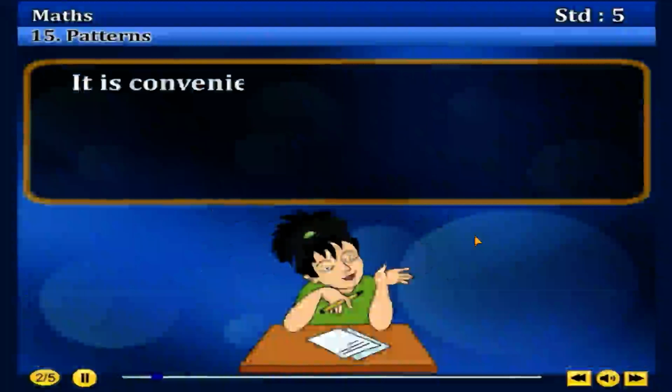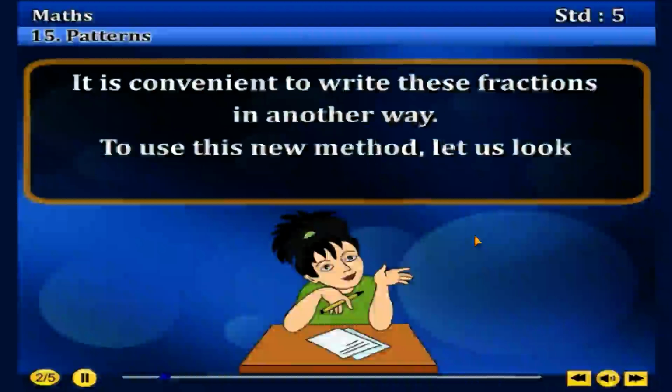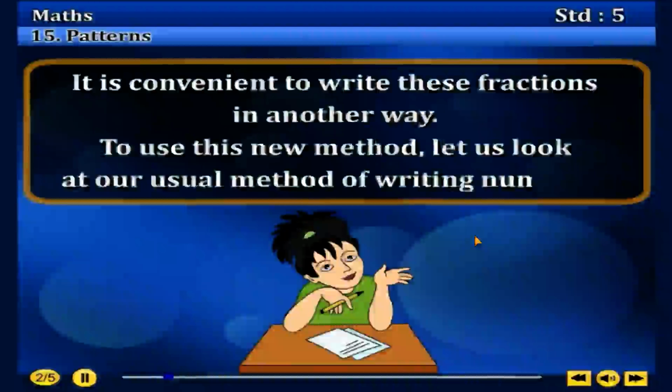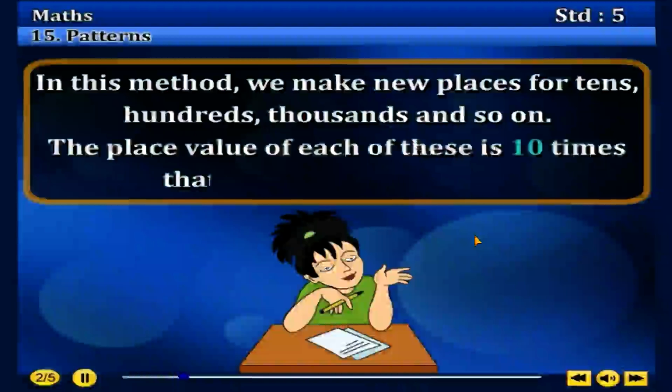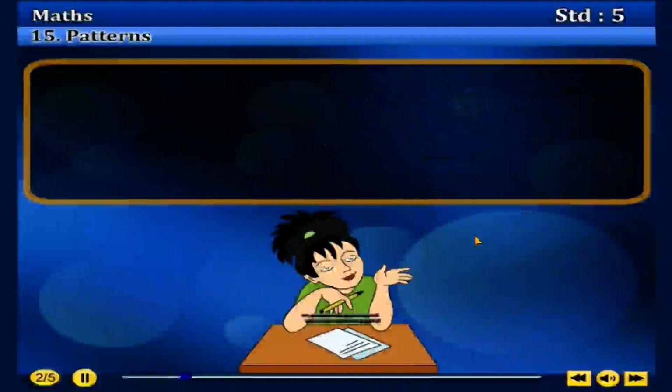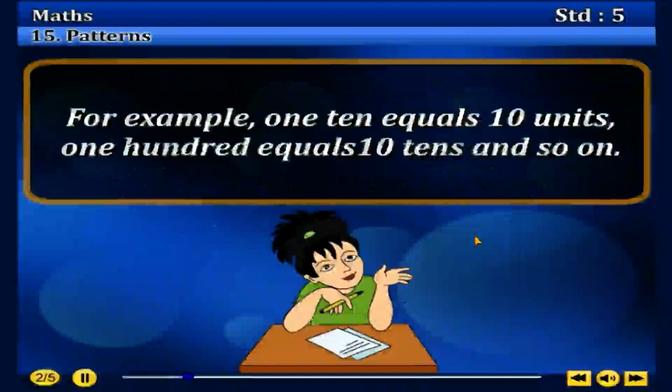It is convenient to write these fractions in another way. To use this new method, let us look at our usual method of writing numbers. In this method, we make new places for tens, hundreds, thousands, and so on. The place value of each of these is 10 times that of the previous place. For example, 110 equals 10 units, 100 equals 10 tens, and so on.